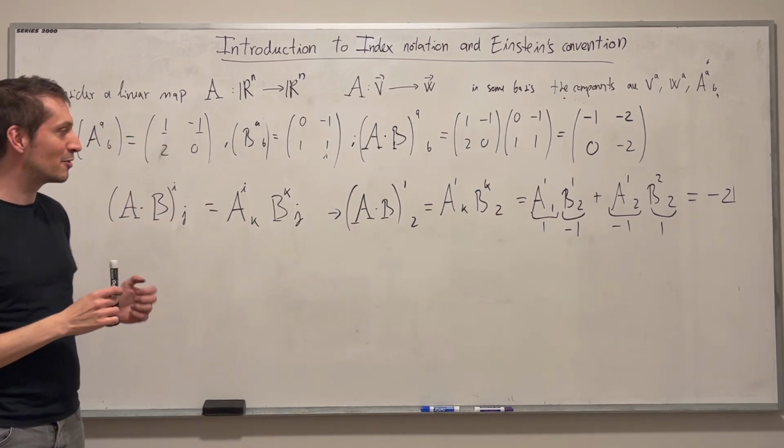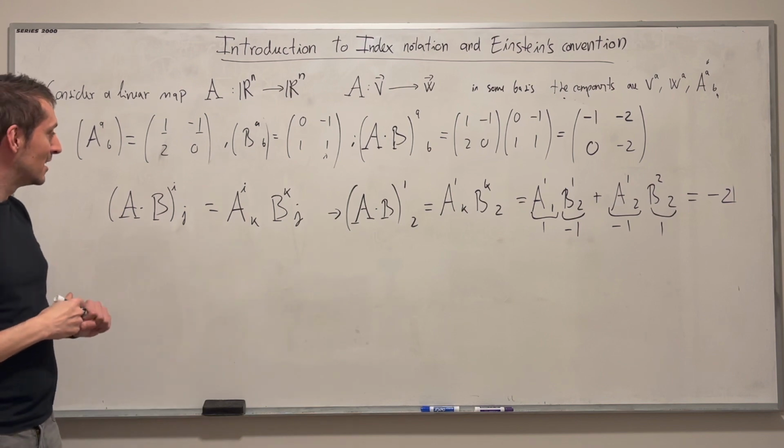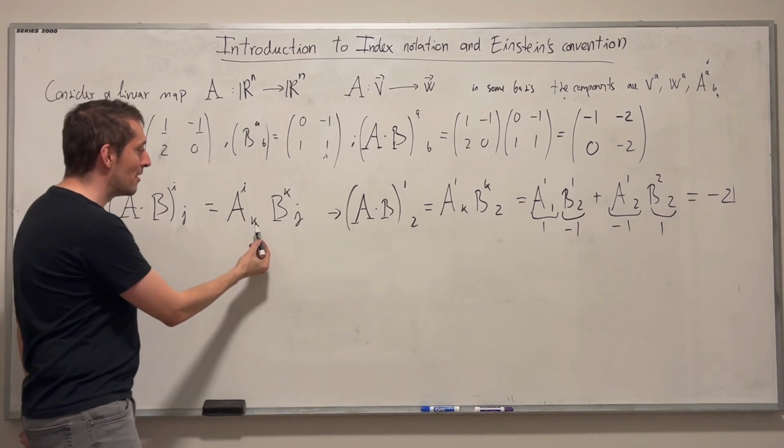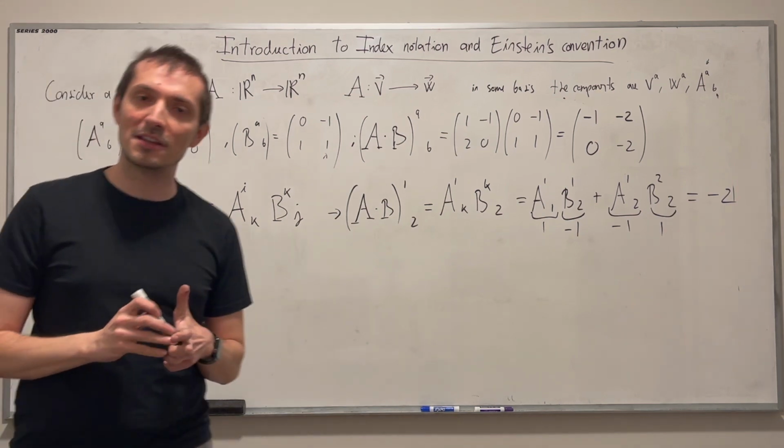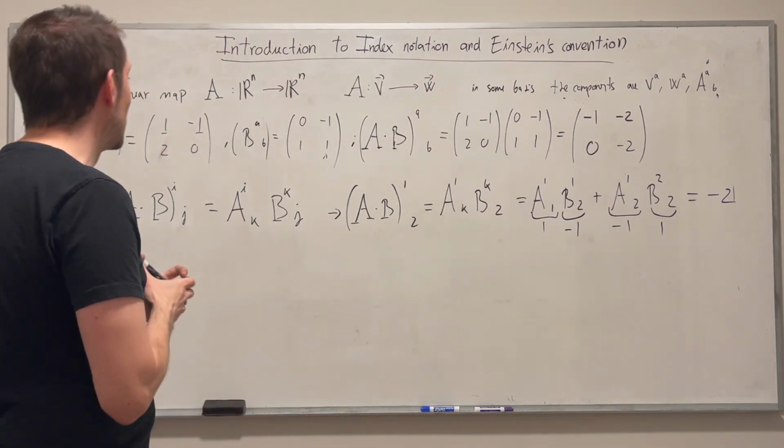in the index notation. The trick is a matrix product contracts the second index of the first matrix with the first index of the second matrix, and that's a matrix product.